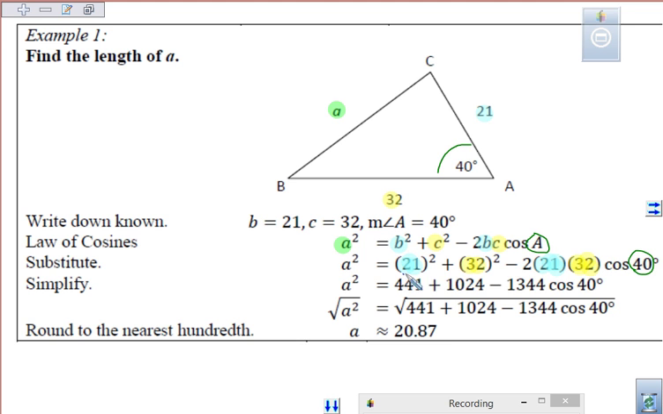In this example, all of the numbers are on the right side of the equation. So I could plug them all in just as it's written, but they simplified each one separately, which is fine. So they did 2 times 21 times 32, so that's the 1344, times the cosine of 40. So on your calculator, you could plug this line in, and that's equal to A squared. Then to get rid of the square, we have to take the square root of both sides, so we get 20.87. And that's how long side A would be.